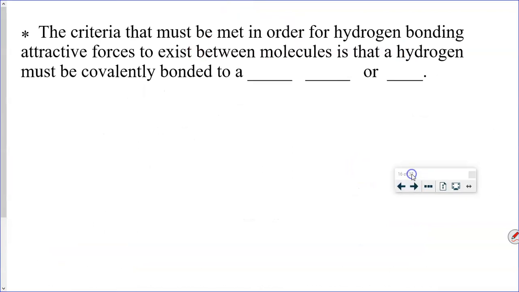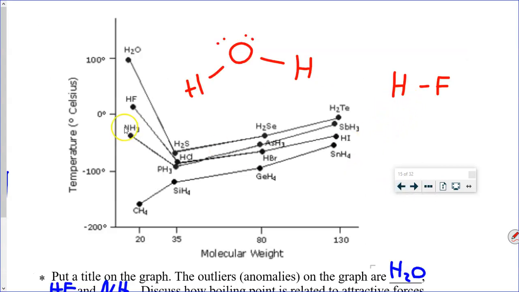Okay? So the criteria that must be met in order for hydrogen bonding attractive forces to exist is that the hydrogen must be bonded to one of three elements. And those are fluorine, oxygen, and nitrogen, the three most electronegative elements. When you have hydrogen bonded to one of those three, we get very polar bonds. And what you'll notice is these three are off of that trend because they actually have hydrogen bonding attractive forces, which get their own special designation.